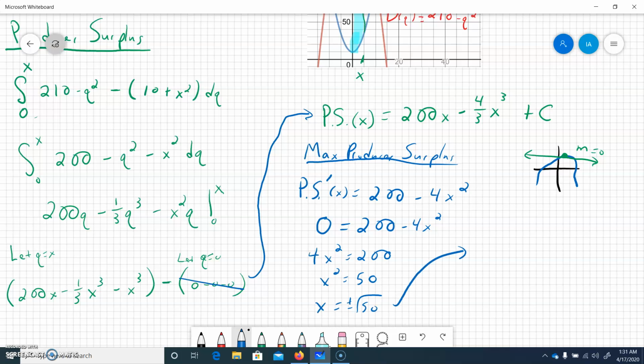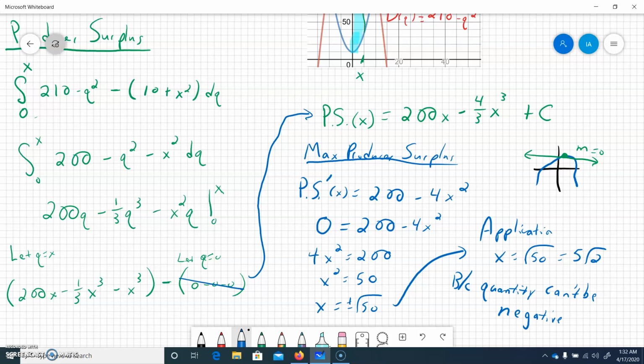But for the application, that would be the square root of 50, which is 5 square roots of 2. We can come up with that in the calculator, but we throw out the minus because quantity can't be negative.